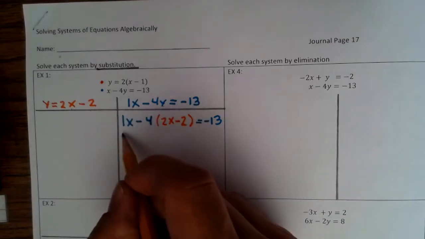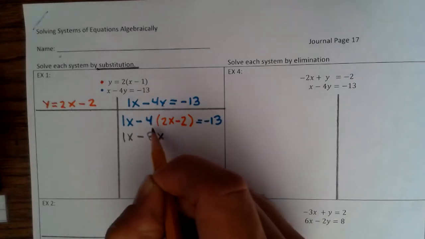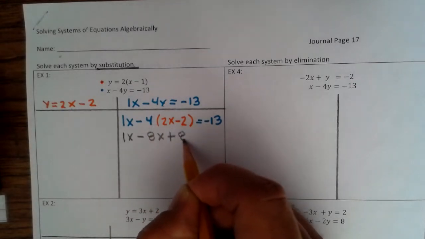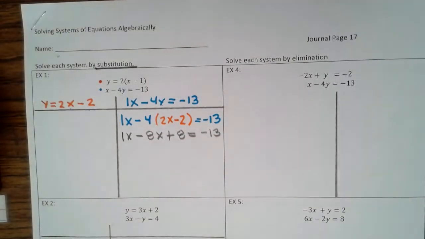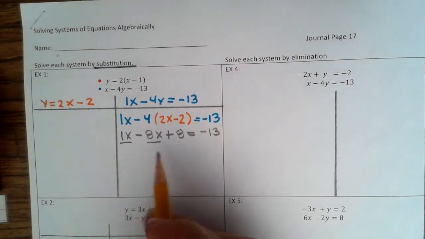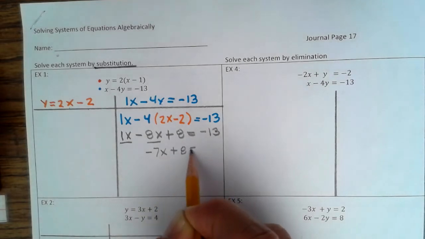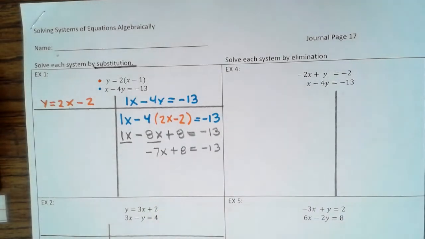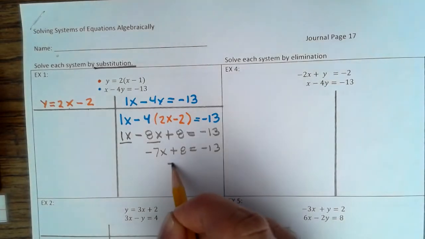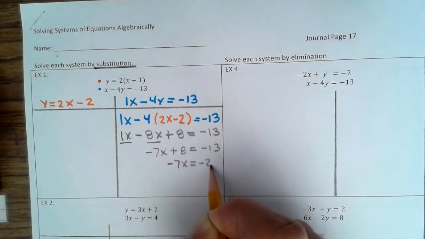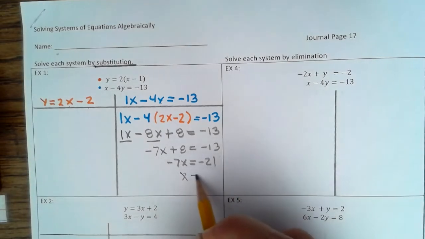Okay, so that's 1x minus, we're going to distribute the 4. So negative 4 times 2x is negative 8x. Negative 4 times negative 2 is a positive 8, and equals negative 13. Okay, we're going to combine like terms. 1x and negative 8x is negative 7x plus 8 equals negative 13. All right, we're going to subtract 8 from both sides. So negative 7x equals negative 21. We're going to divide negative 7 by both sides. x equals 3.